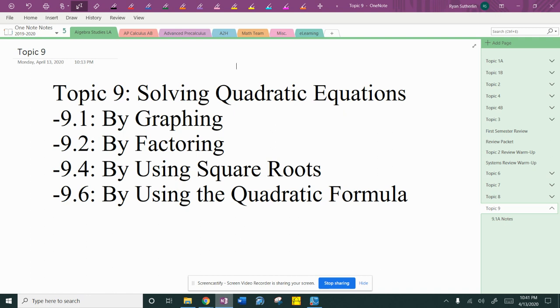Hello, everyone. It's Mr. Sutherland, and today we are going to start our next topic of the year, and this is topic 9, which is on solving quadratic equations.